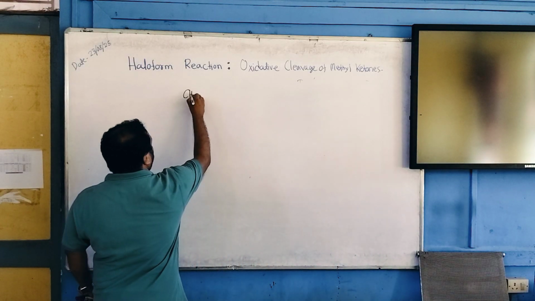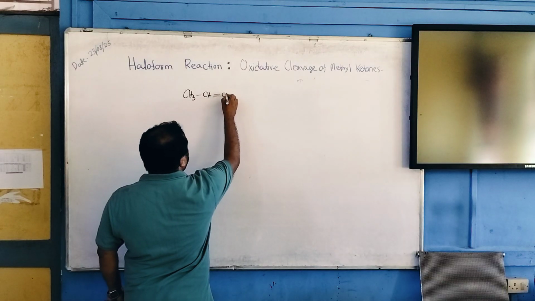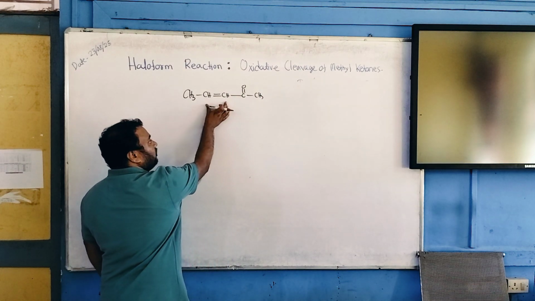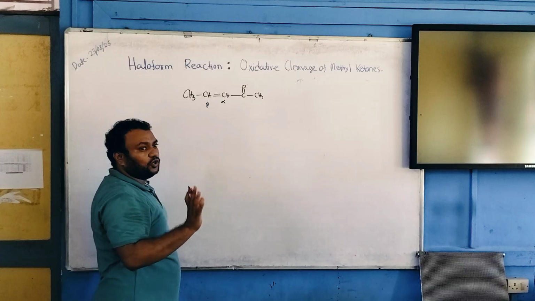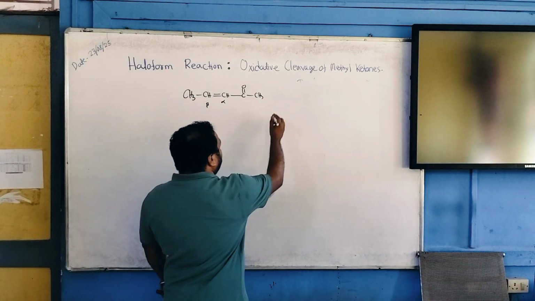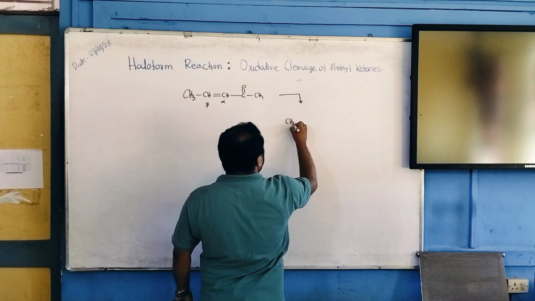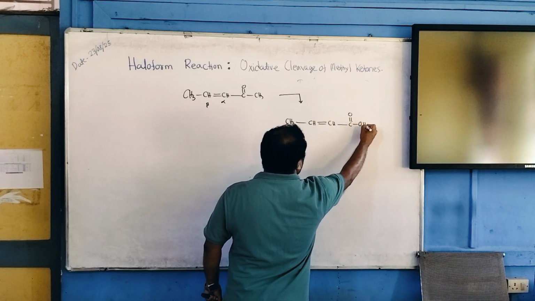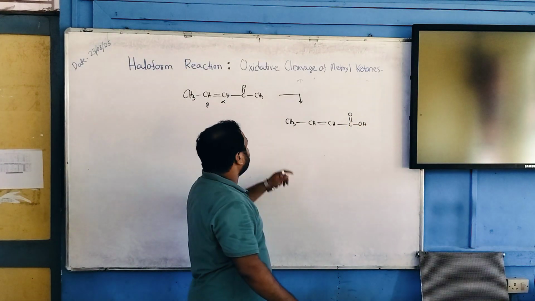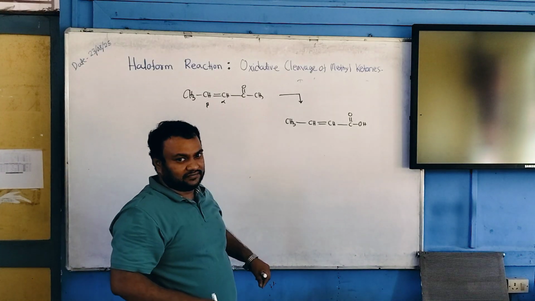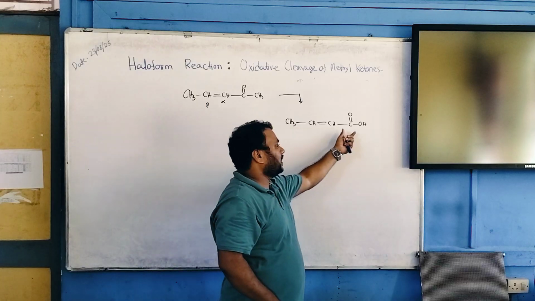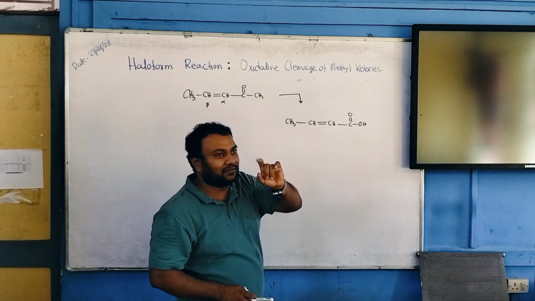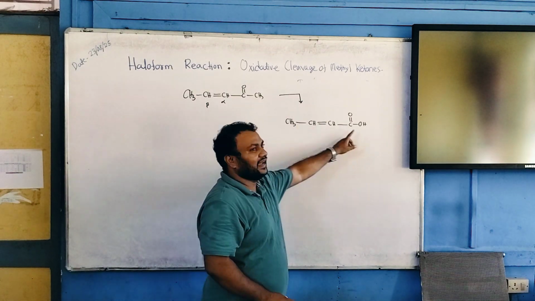Suppose I give you this compound, CH3-CH=CH-C(=O)-CH3. This is an alpha beta unsaturated ketone, right? And you want to convert it into CH3-CH=CH-C(=O)-OH. So what are you doing? You are oxidizing the ketone unit into carboxylic acid. If you notice, this product contains one carbon less, right? This carbon is missing here.